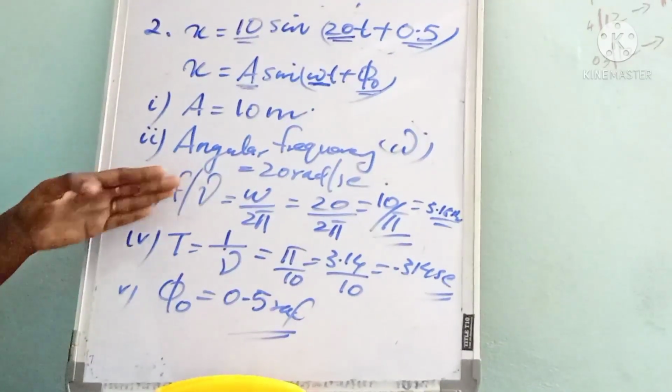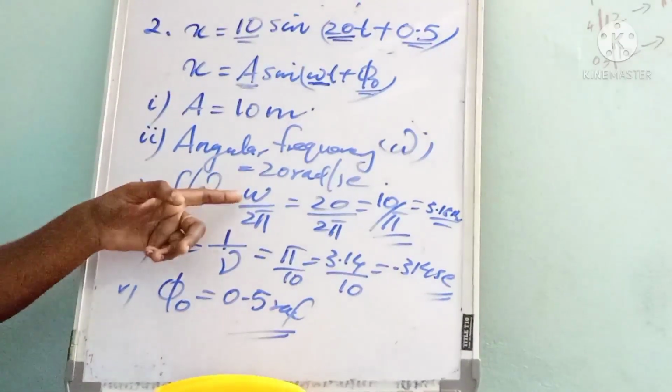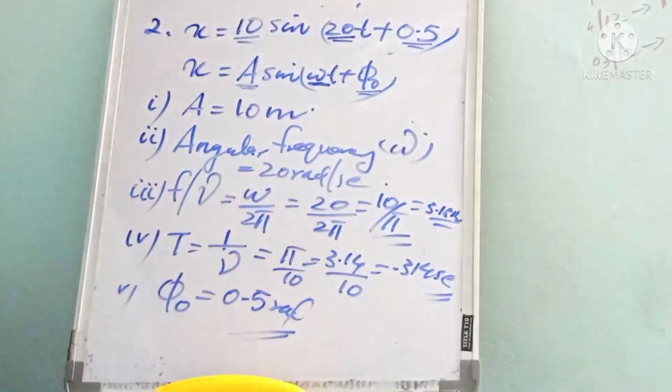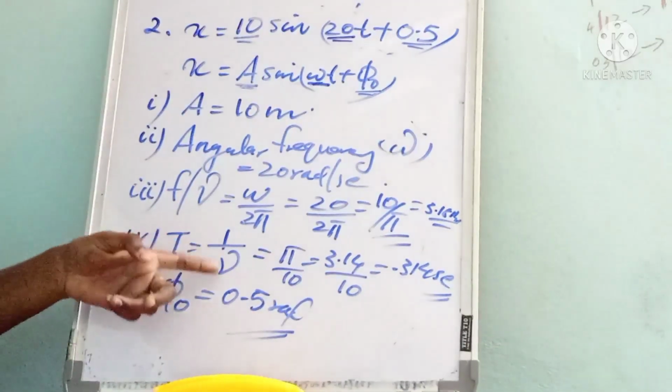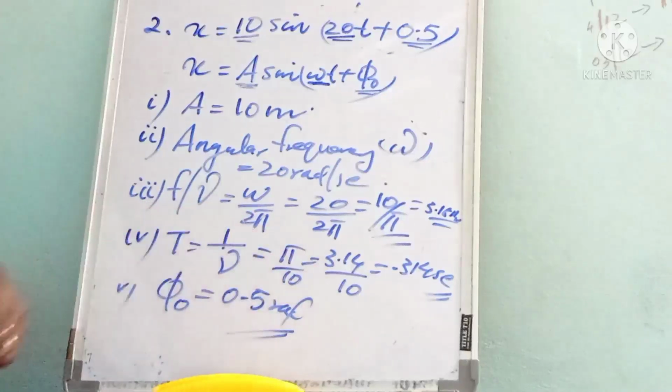Next, we have to calculate the frequency nu, or f. We know the relation for frequency is omega by 2 pi. Omega here is 20, divided by 2 pi, that is 10 by pi. By simplifying this, we get 3.19 hertz. Next, the time period is the reciprocal of frequency, T equal to 1 by nu, that is pi divided by 10. So 3.14 by 10 is equal to 0.314 second. That is the time period.